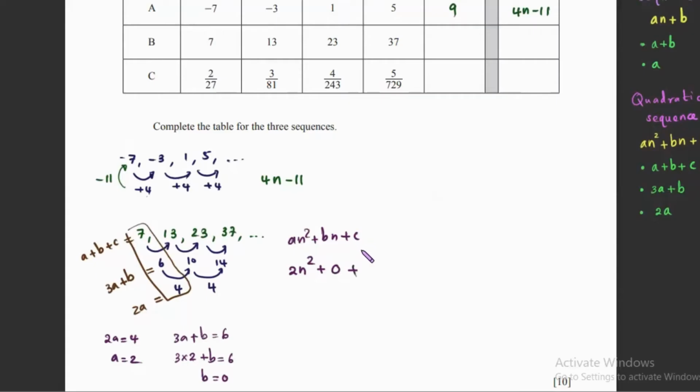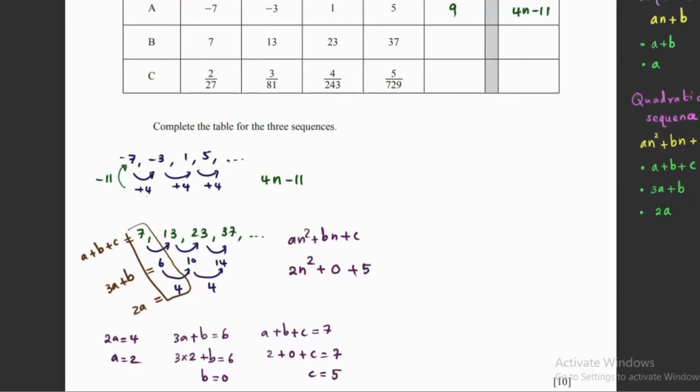I now need to find what c is. I need to use the first equation that we have here, which is a plus b plus c is equal to 7. The value of a is 2, the value of b is 0, and I need to find what c is. So 2 plus 0 plus c is equal to 7. I need to isolate c by bringing the 2 on the left side of the equation to the other side. That makes it 5. So this is the value of c.